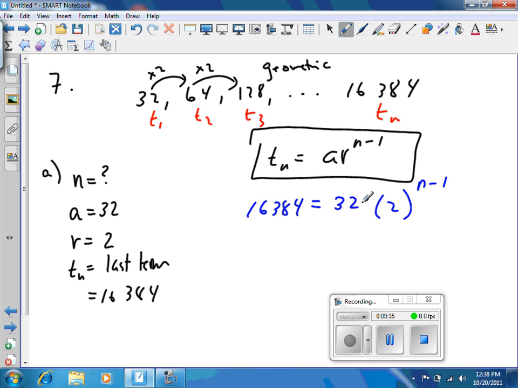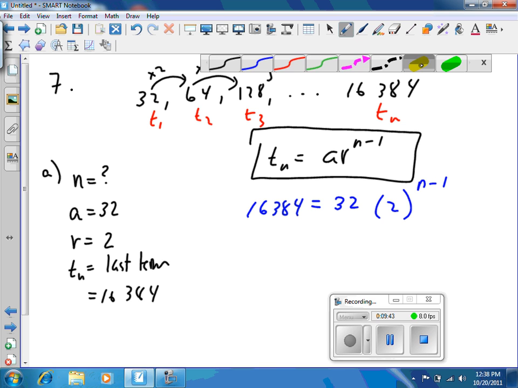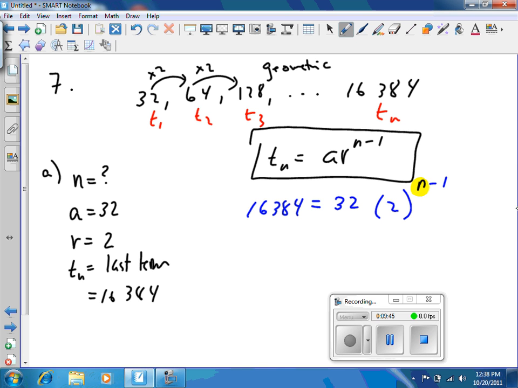So we classify this equation. We ask ourselves, what kind of equation do we have? When we see a variable in the exponent, we know we have an exponential equation. So then we say to ourselves, how do you solve an exponential equation? Either get the bases the same or take the log of both sides. So I'm going to divide both sides by 32.